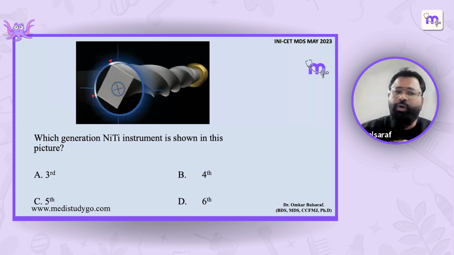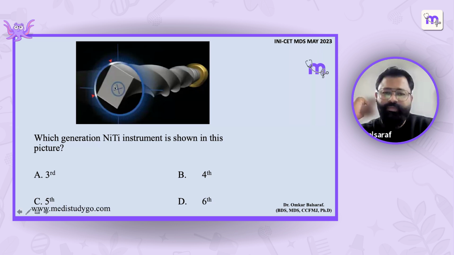If you ask me, this is an offset. This is not in the center. You can see this particular area. It is a rectangular cross section with an offset design. You can see this particular area not being in the center. This is an offset file. This is quite a big hint for your answer.